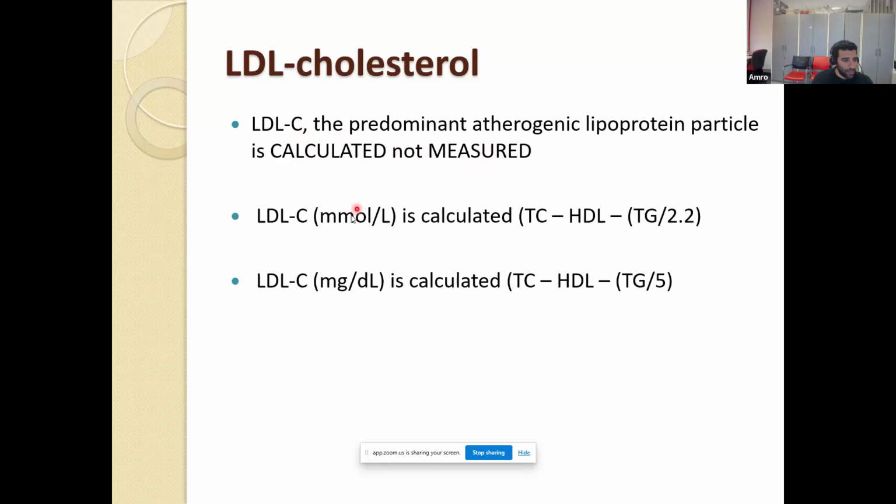And the calculation, if you use European units, UK units, in millimoles per liter, is just whatever your measured total cholesterol is minus your HDL cholesterol minus your triglyceride divided by 2.2. That will give you your LDL cholesterol in millimoles per liter. If you use American units, or a lot of the Arab countries use milligrams per deciliter or mass units, then LDL cholesterol is calculated by just applying a factor of 5 instead of 2.2.